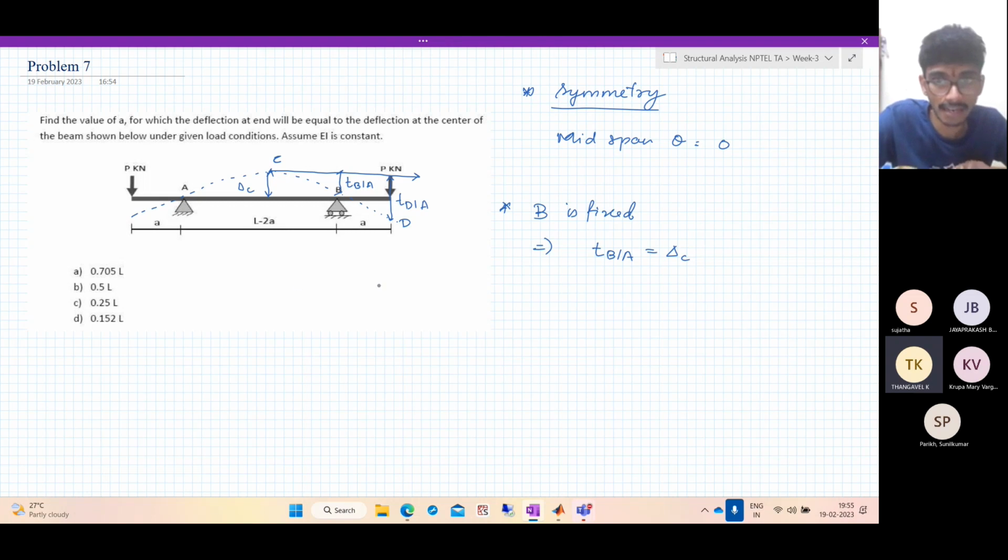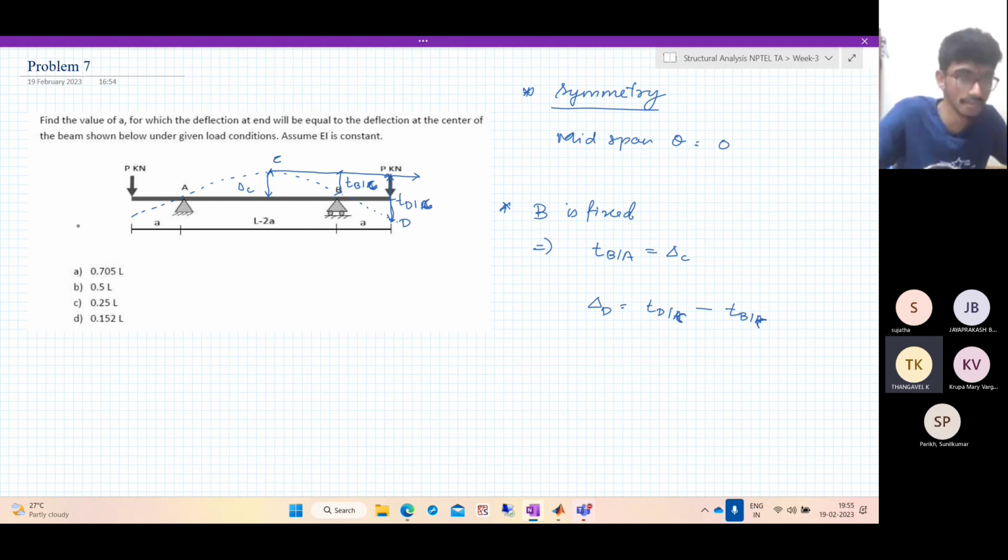And what is delta D now? So delta D is nothing but TD with respect to A minus TB with respect to A. Sorry, not A. This is C, right? Make it all C. So total is TD with respect to C, but only this much is deflection. So TD with respect to C minus TB with respect to C.